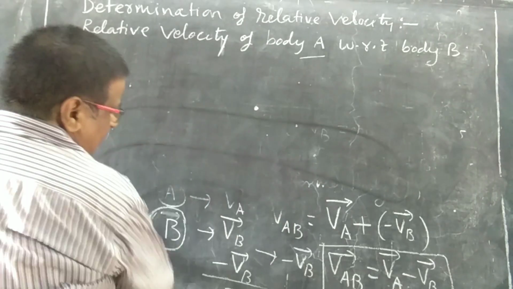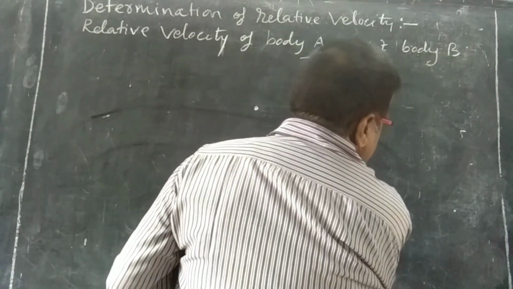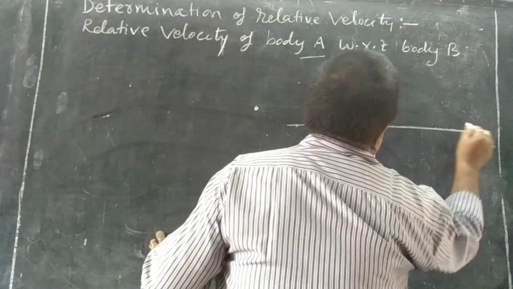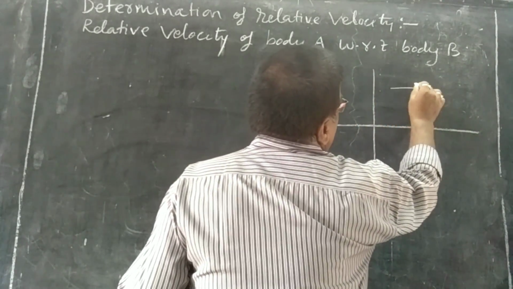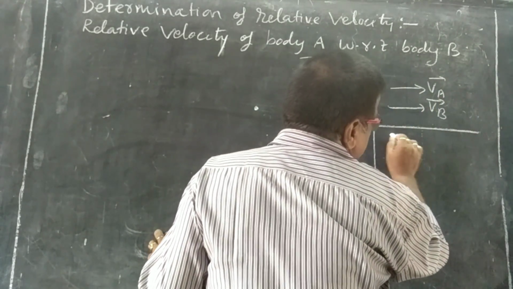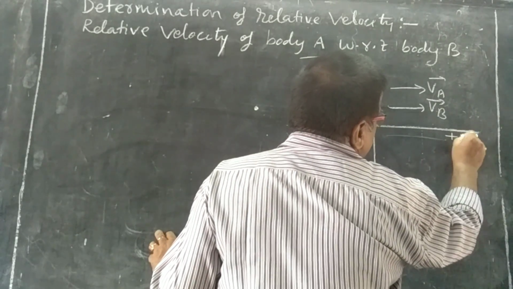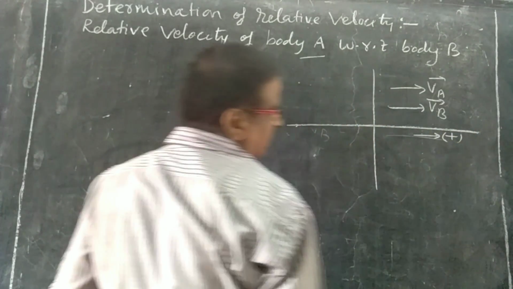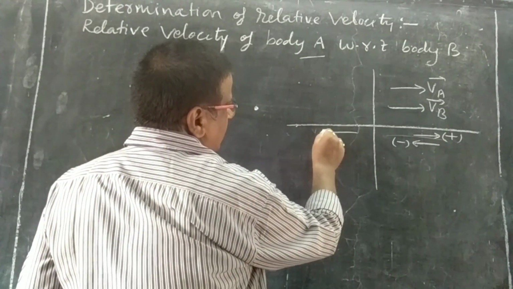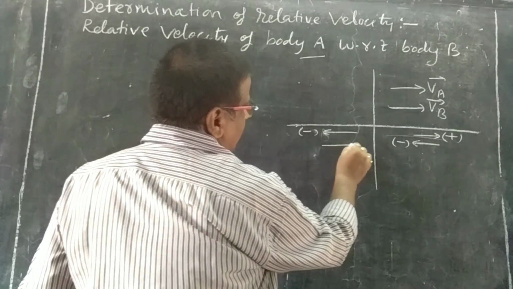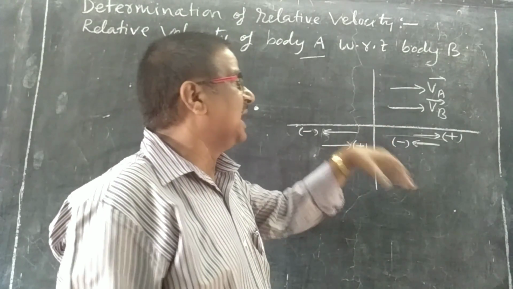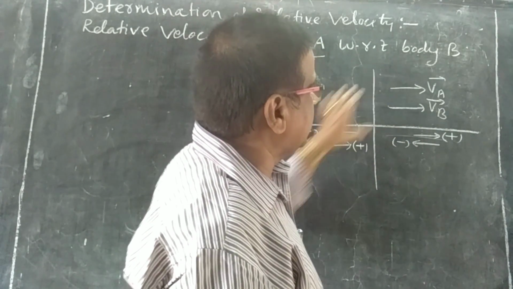Here is some concept to use the sign. Here is the coordinate system. Here VA and VB are both moving along this direction. If you are moving along this direction, it will be taken as positive. If you are moving along the other direction, it will be taken as negative. Here if you are moving in this direction, it is negative. Here if you are moving in this direction, it will be positive. This concept should be used to calculate the relative velocity. For this situation I have calculated.